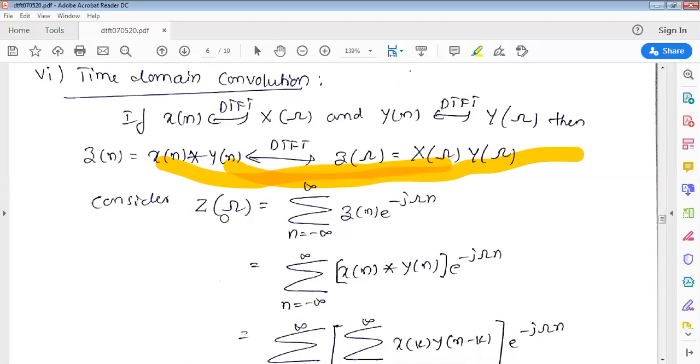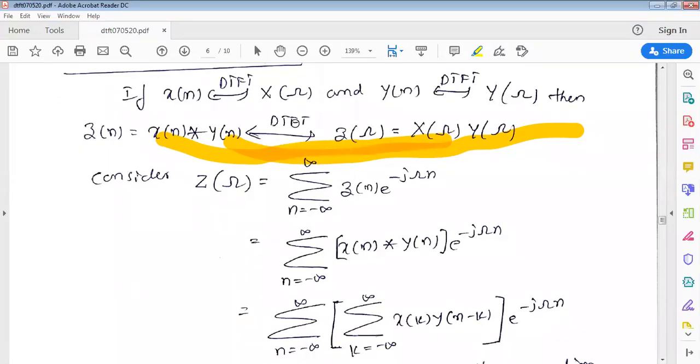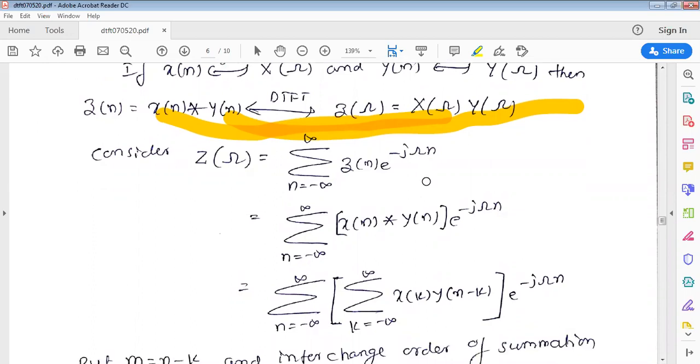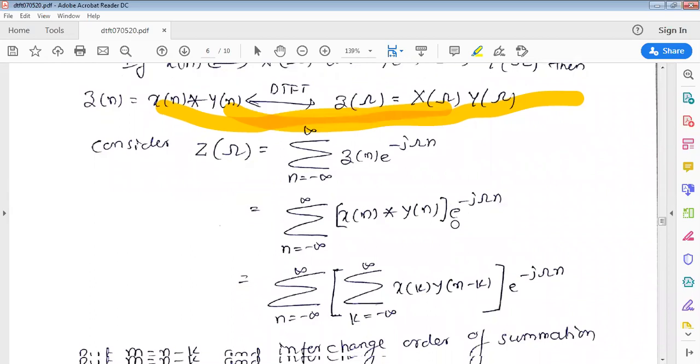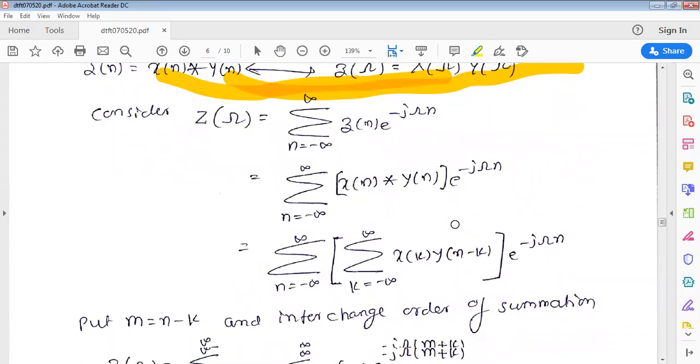Look here, let us start with Z of omega. What is Z of omega? Z of omega is equal to summation n varying from minus infinity to plus infinity z of n into e power minus j omega n. This is equal to summation n varying from minus infinity to plus infinity x of n convolved with y of n into e power minus j omega n. Now let us write what is x of n convolved with y of n.